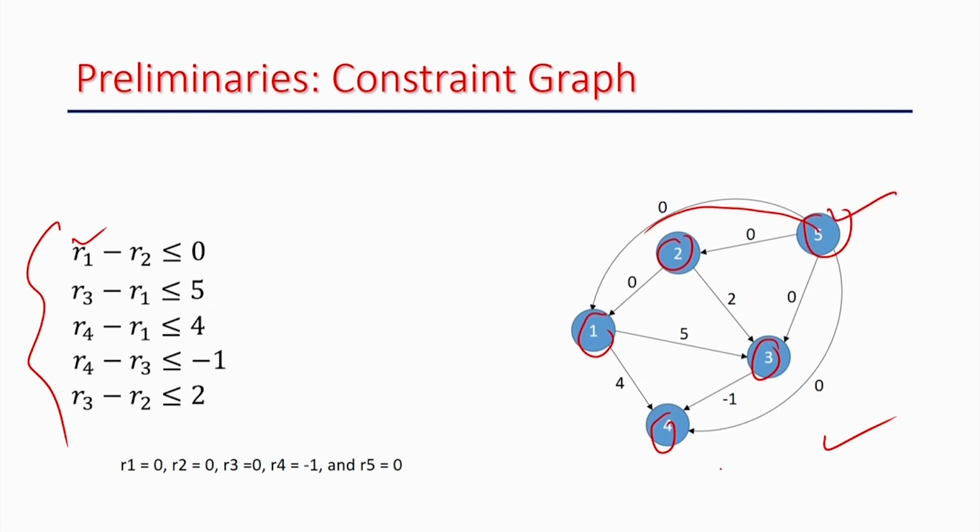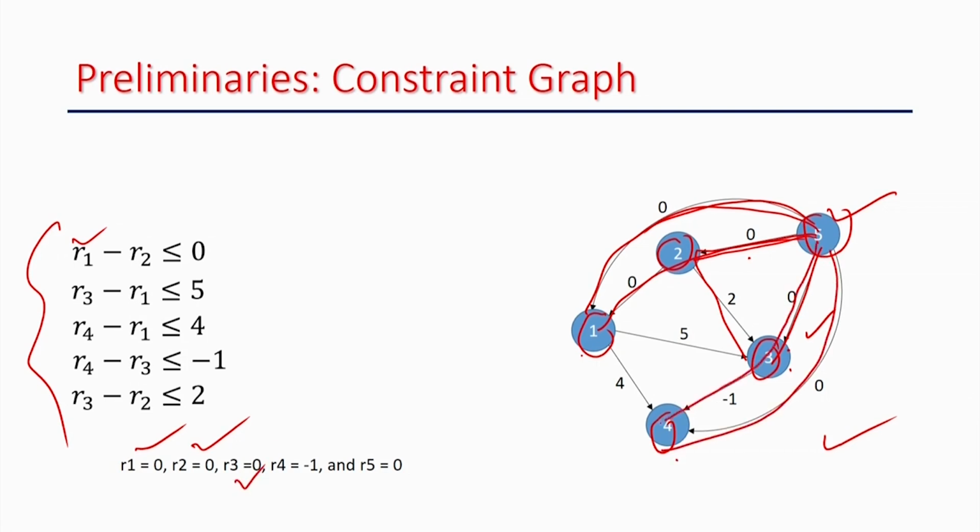So if you solve this, we can see that R1 is 0, because I have two paths here, and I just showed one path here; both are 0. So R1 is 0. For R2 this is also 0 because there is only one path possible. So R2 is 0. For R3 there are two paths, but this is the minimum, so R3 is also 0. For R4 this path weight is 0, this path weight is minus 1, and this path weight is 4. So this is the minimum one, so R4 is minus 1, and R5 is 0, which does not matter to us.